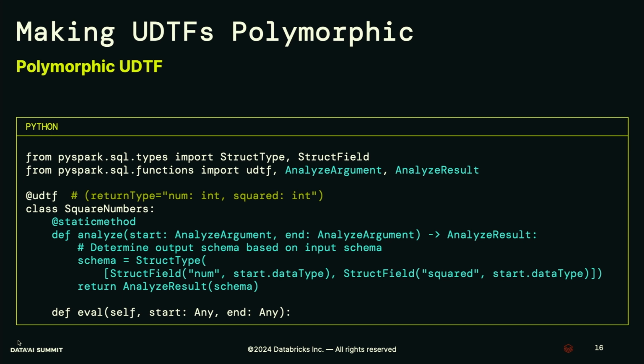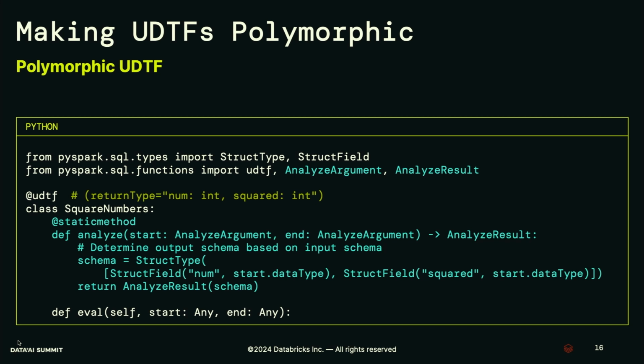Let's look at the detailed example of polymorphic UDTFs. In this example, we modify the square numbers UDTF to include the analyze static function and remove the return type from the UDTF decorator. The analyze function takes the same argument list as the eval function except for self, and dynamically determines the output schema based on the input schema or metadata.